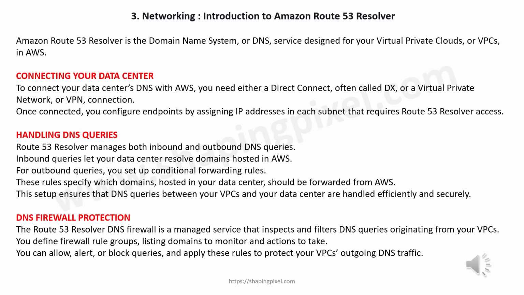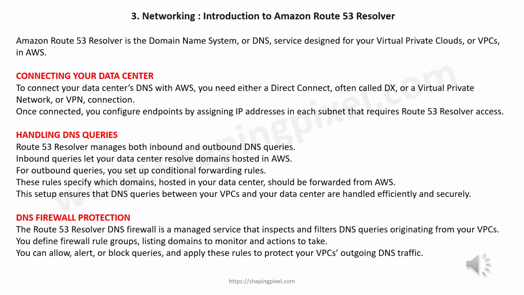To connect your data center's DNS with AWS, you need either a Direct Connect, often called DX, or a virtual private network, or VPN, connection. Once connected, you configure endpoints by assigning IP addresses in each subnet that requires Route 53 Resolver access. Route 53 Resolver manages both inbound and outbound DNS queries.